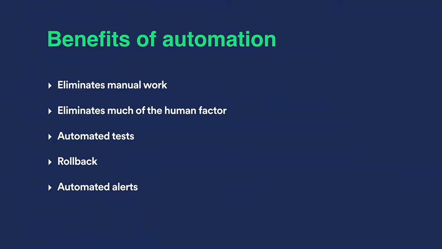Another benefit is that automation can give you a nice rollback process. If you use Git, you can revert your changes, merge, let your continuous integration deploy the old configuration, and you're back.